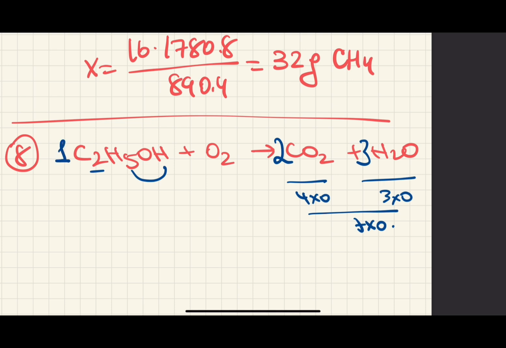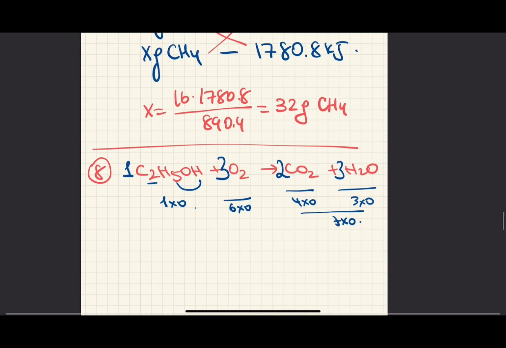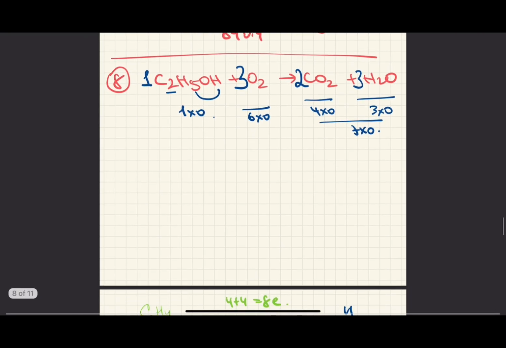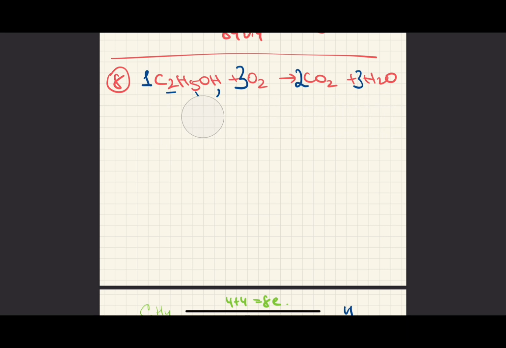I know that it's coming from 1 mole of ethanol, so 1 oxygen is coming from here, so I'm left here with 6 oxygen coming from that side. So I need to put 3 over here to get the balanced equation. So now, since everything is balanced, I'm going to draw the structure. So we have in here C2H5OH.